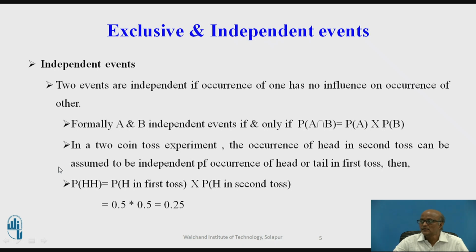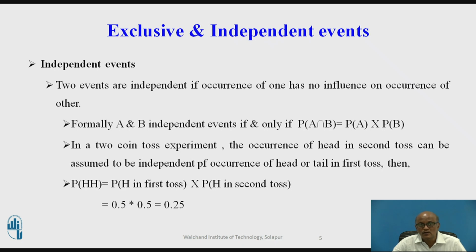Now let us see some of these events. One is an exclusive event and the second one is an independent event. In the previous slide I explained tossing a coin 10,000 times. If we toss a coin say 100,000 times, we may get a slightly different probability.